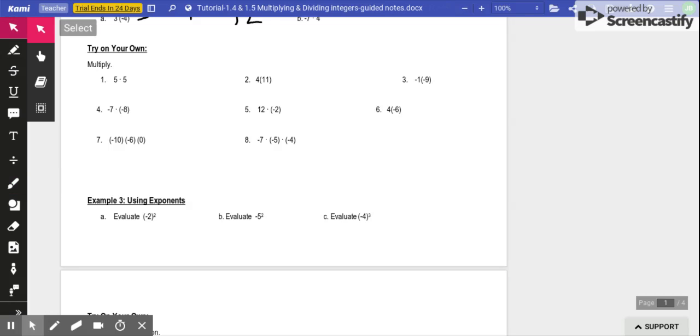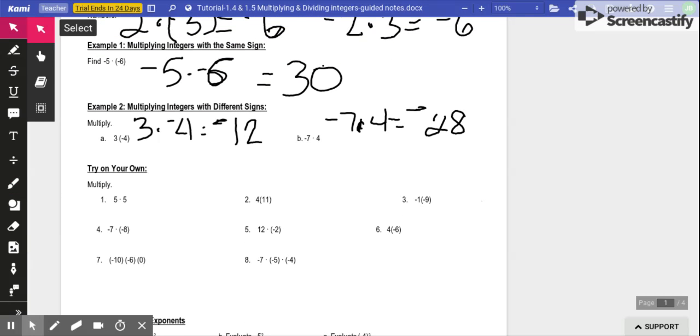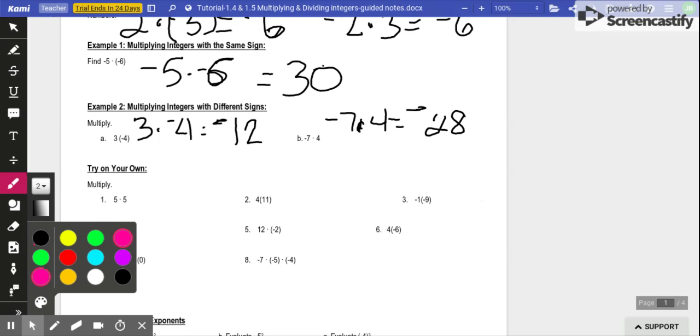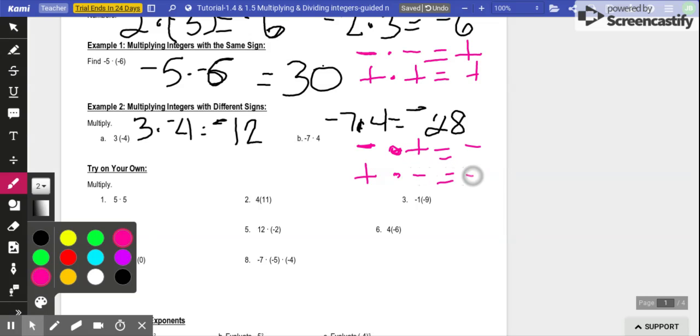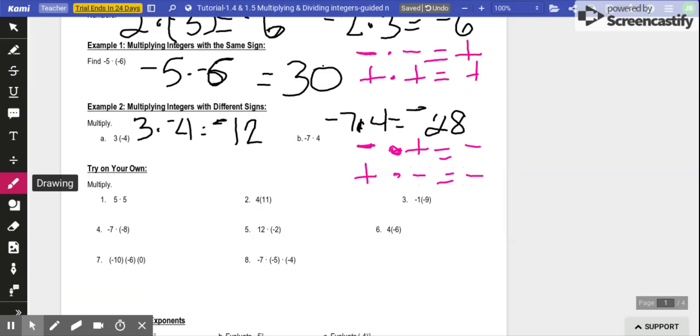One thing I do want to point out, we can make a little chart over here, hopefully a little help for us. If we are multiplying a negative times a negative, we are going to get a positive. A positive times a positive equals a positive. And if we multiply a negative times a positive, we are going to get a negative, or a positive times a negative, we will end up with a negative. So if we have an odd number of negatives in the problem, we will end up with a negative answer.